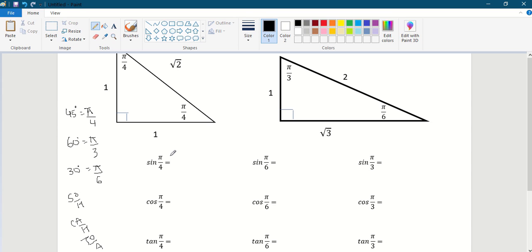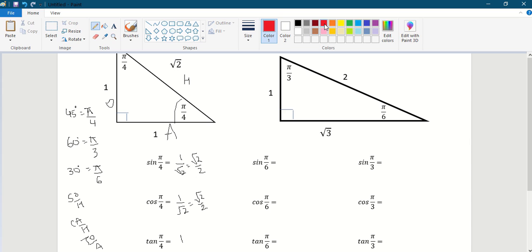we can say sine pi over 4. Let's say if we were looking from here, this is our opposite, this is our adjacent, and this is our hypotenuse. Because pi over 4 is both angles, doesn't matter from where we write it, sine pi over 4 will be basically 1 over root 2, which we can rationalize as root 2 over 2. Cos pi over 4 will be then same, 1 over root 2, which will be root 2 over 2, and tan pi over 4 will be 1 over 1, which will be 1.